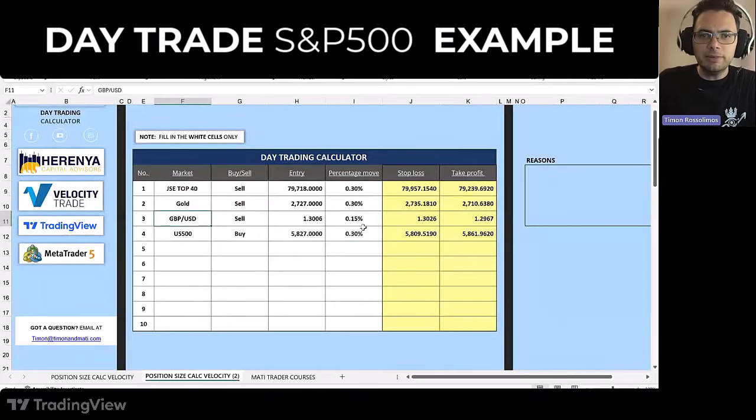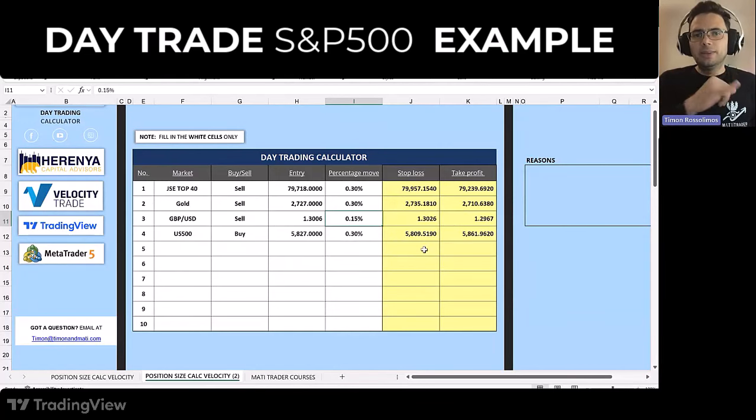So we know with currencies, major currencies, we use 0.15% for the percentage move between the entry and the stop loss. And with indices and commodities, we know that we use 0.3% of the percentage move between the entry and the stop loss, because it just works well with breakout patterns. It works well with a 5-minute time frame, and it works well with day trading any market.